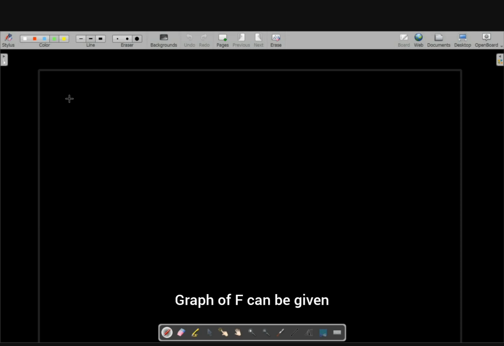The graph of f can be given, and you have to draw the graph of f prime. Or the graph of f prime is given, and then we have to draw f. Okay, so let's see both the cases.